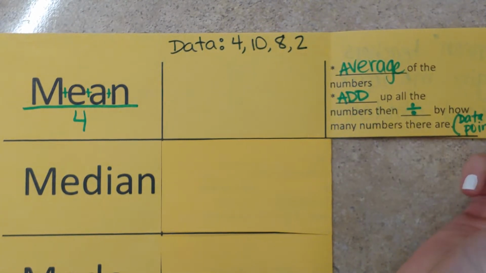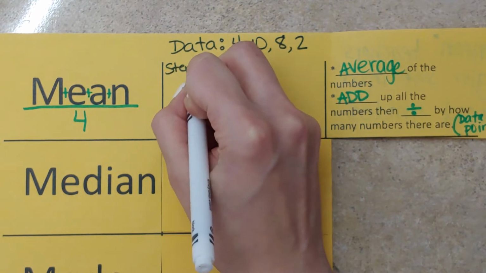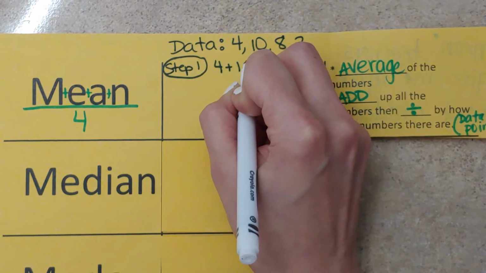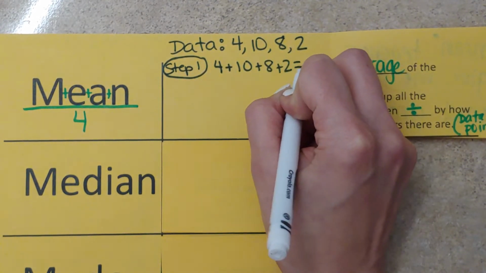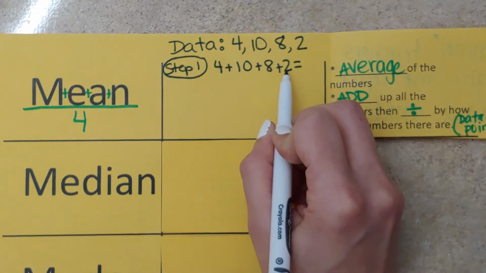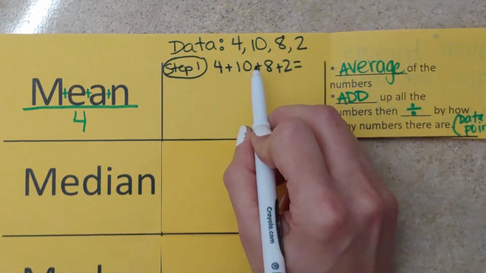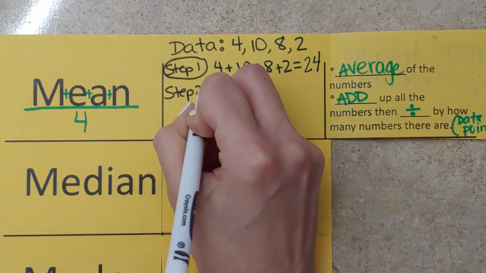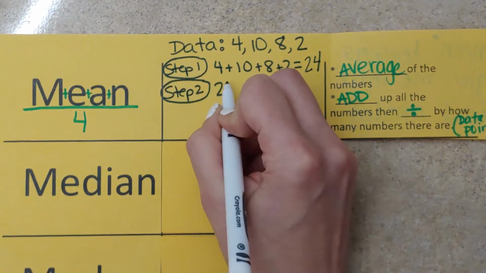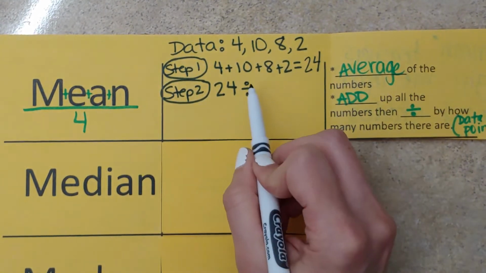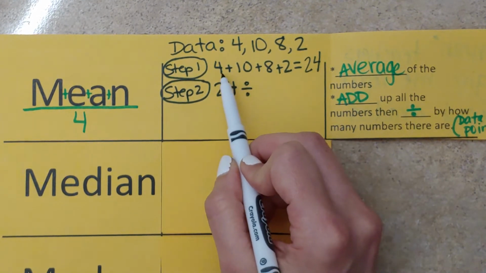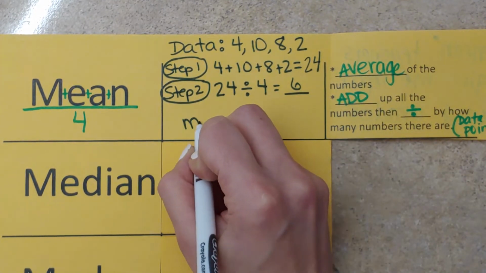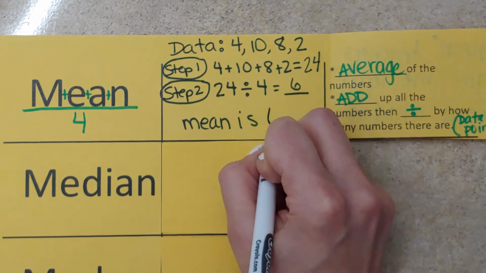Okay, and these are our notes, so we're going to do it step by step. Step 1, add up all the numbers. So we have 4 plus 10 plus 8 plus 2 gives us, well, chunk it. 8 plus 2 is 10, 10, 4. So 10, 24. Step 2, we're going to take our sum, 24, and divide it by however many numbers or data points we just added, which was 1, 2, 3, 4. And that gives us 6. So our mean is 6.